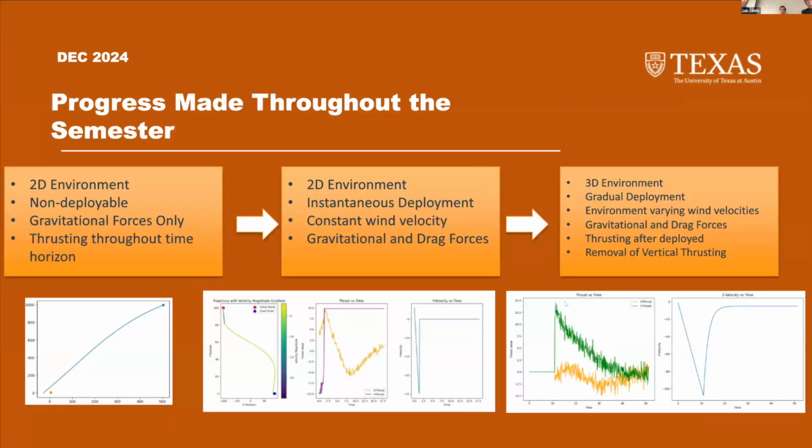Okay, so here's some of the progress we've made throughout the semester. First, we started with the 2D environment that was not deployable, and the drone was allowed to thrust throughout the time horizon. In our second progress update, we still had a 2D environment, but we incorporated instantaneous deployment, and we also incorporated wind velocities and, in turn, the drag forces associated with them. And then for this final update, we migrated to a 3-dimensional environment. We had gradual deployment as seen in this figure. And the environment has varying wind conditions depending on which environment we're using. And we're thrusting after deploying to simulate the real drop drone.